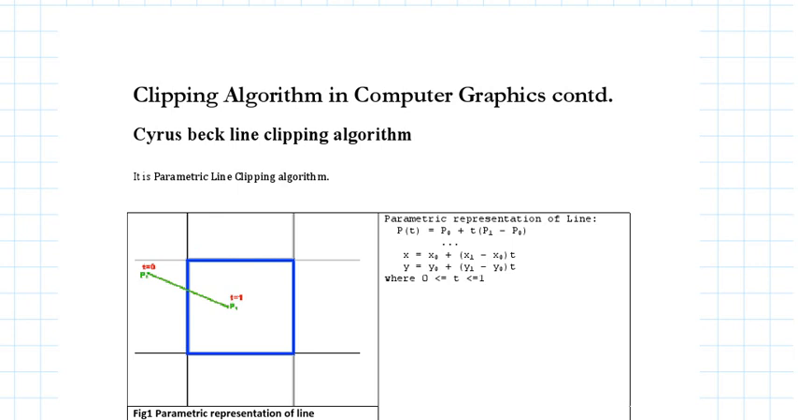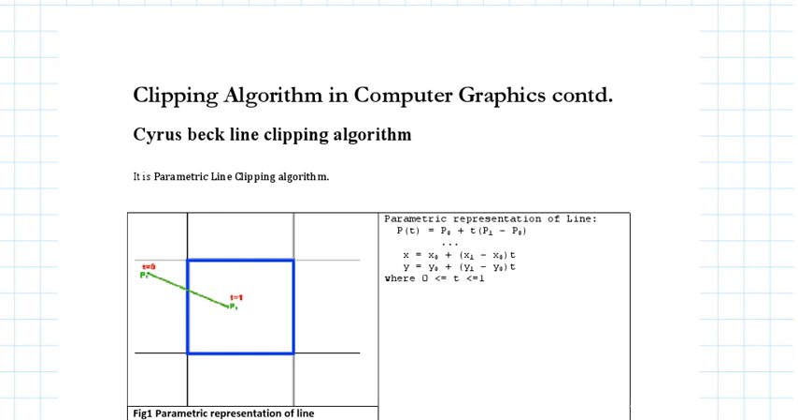So this Cyrus-Beck line clipping algorithm is something different than the Cohen-Sutherland line clipping algorithm. It actually uses the parametric representation of the line to execute the algorithmic procedures rather than using Cartesian equations. Let's have a deeper look into the line and its equation.